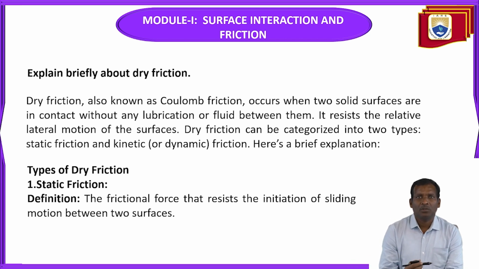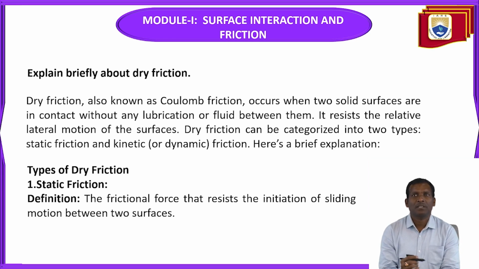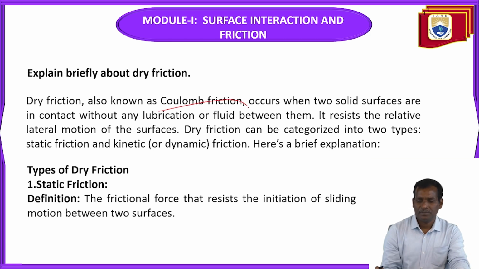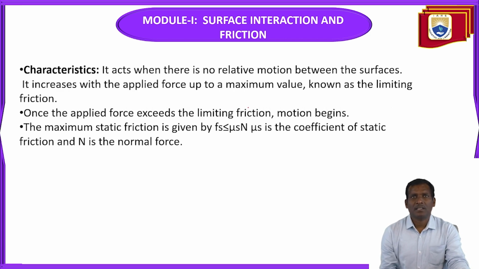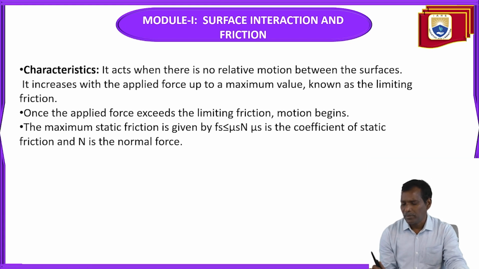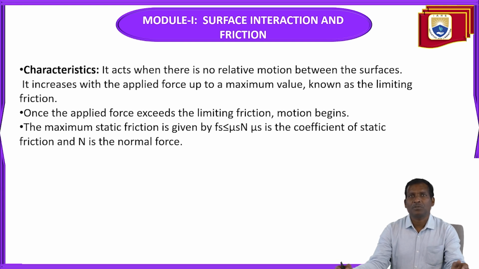So dry friction already, as per definition, it resists the initiation of sliding motion between two surfaces. So it can be categorized into two types. One is static friction and another one is kinetic friction. Here also known as the Coulomb friction. The characteristics are: it acts when there is no relative motion between the surfaces. It increases with the applied force up to a maximum value known as the limiting friction. Once the applied force exceeds the limiting friction, motion begins.